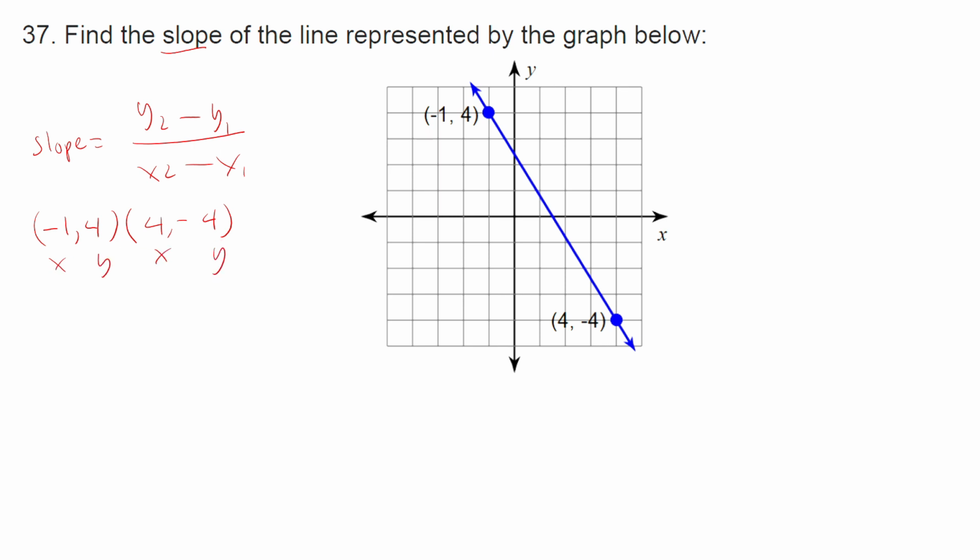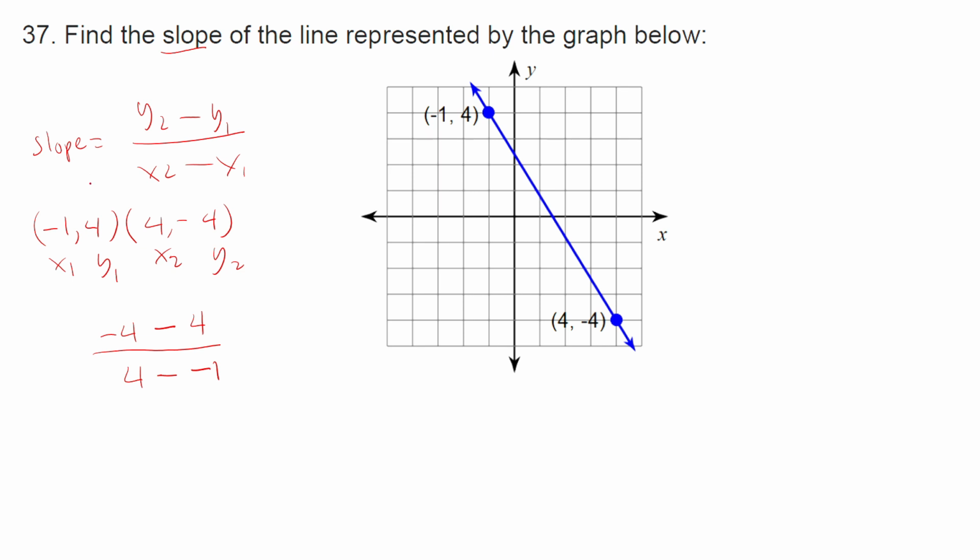And then, what do we do next? Please take note that this one could be x sub 1, y sub 1, x sub 2, y sub 2, or the other way around, as long as the sub 1s are together and the sub 2s are together. That's what I keep repeating, right? Let's just substitute now. What's the value of y sub 2? That is negative 4 minus. What's the value of y sub 1? That is 4, all over. What's the value of x sub 2? That is 4. And then what's the value of x sub 1? That is negative 1, minus negative 1. Please don't be confused.